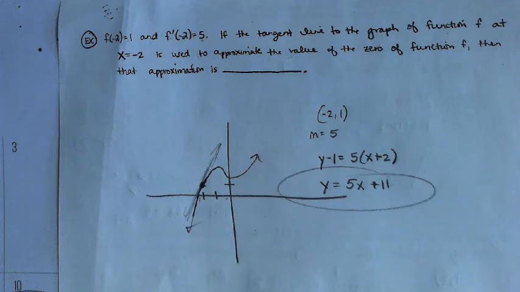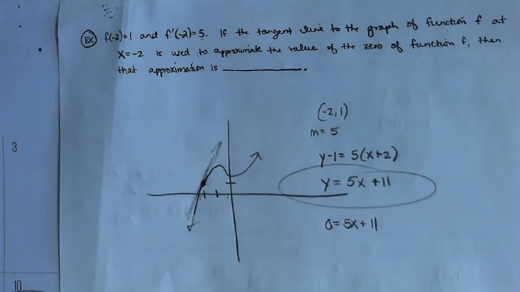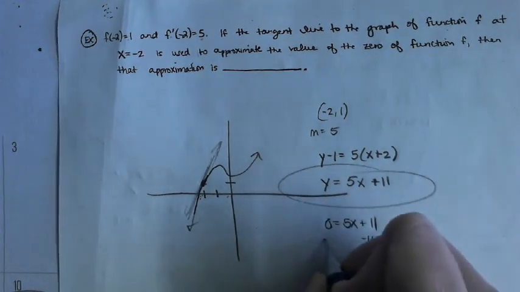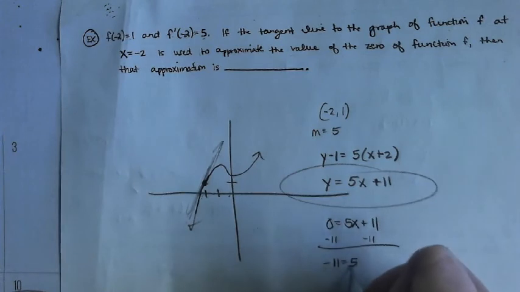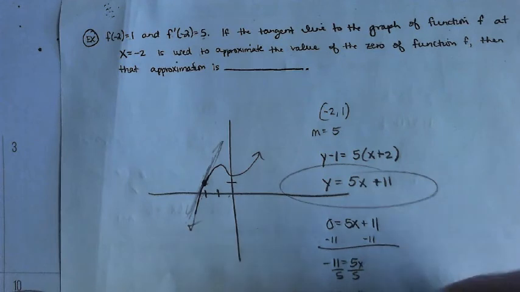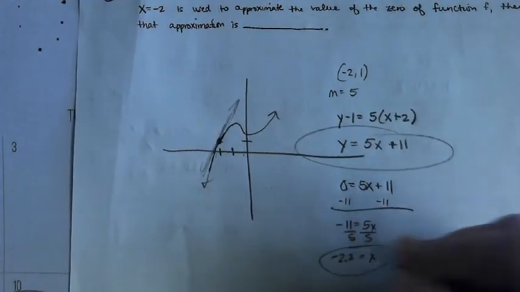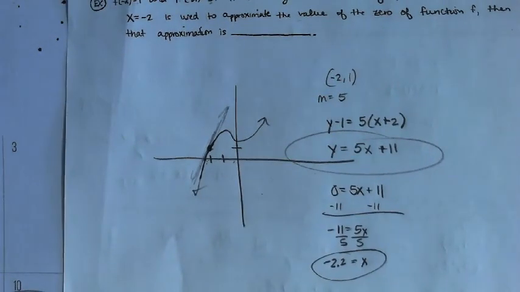How do you find the x-intercept of that, or the root of that? You find the x-intercept by setting y equal to 0. So if I set y equal to 0 and solve for x, divide both sides by 5, and I get negative 2.2. So the approximate root of our function is whatever the root of the tangent line is, negative 2.2.